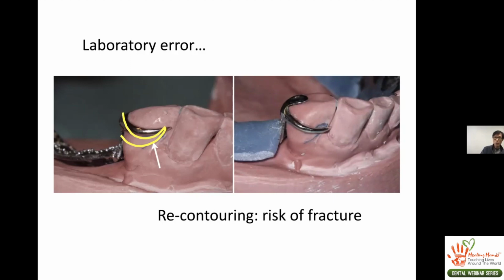Retention didn't work, and the way the clasp arm was contoured, going from the occlusal to gingival direction in a more linear pattern, the retention was not efficient. And also when we are recontouring, there's a risk of fracture, so we have to be very careful and work intimately with a laboratory technician.